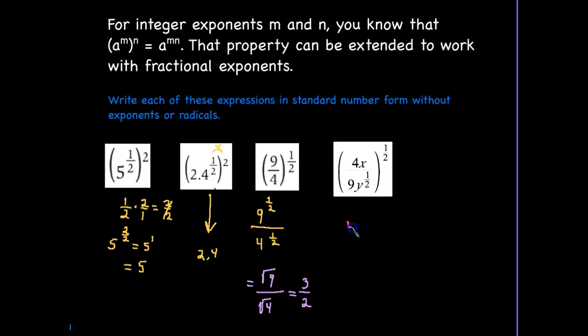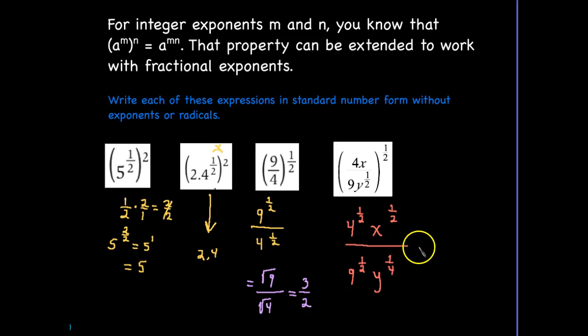We would end up with 4 to the 1/2 power times x to the 1/2 power, all divided by 9, also to the 1/2 power. But then look what happens here. We have y to the 1/2 power. So what do we do with that? Well, remember our rule. We need to multiply these. 1/2 times 1/2 is 1/4.